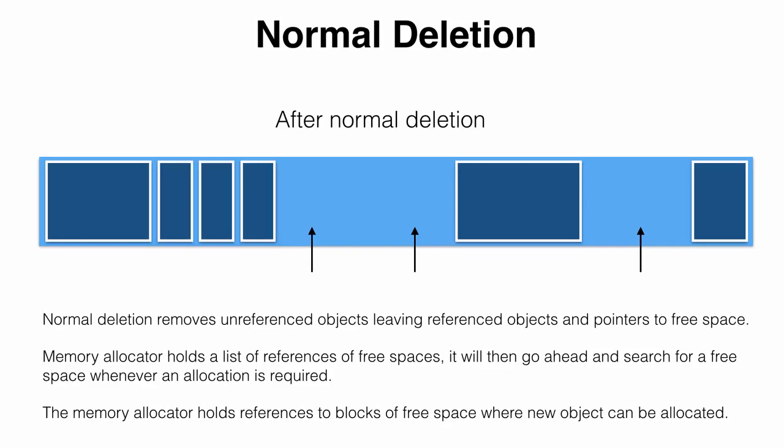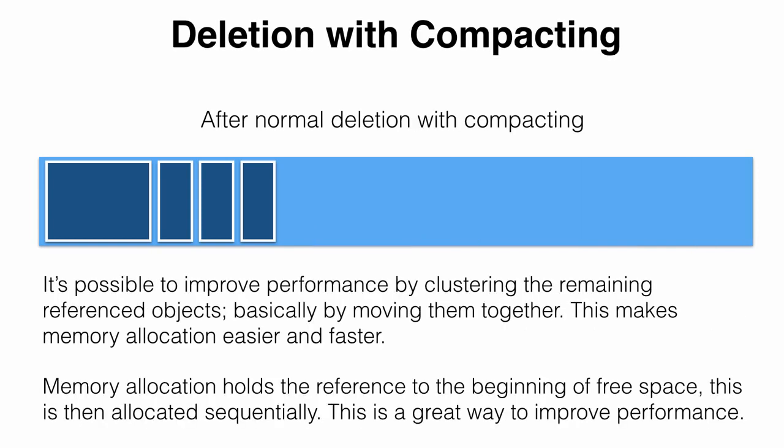But yes, the memory allocator, as it says here, holds references to blocks of free space where new objects can be allocated. This is a better way to do it: deletion with compacting. As you can see here, it's no longer fragmented. We've basically done a deletion with compacting. It is possible to increase performance by clustering the remaining live objects. Basically, like I said, stack them together, move them together, whatever you want to call it. It's pretty much the same thing.